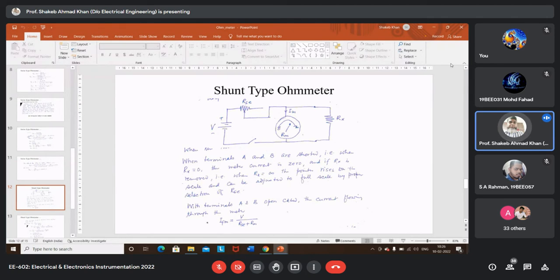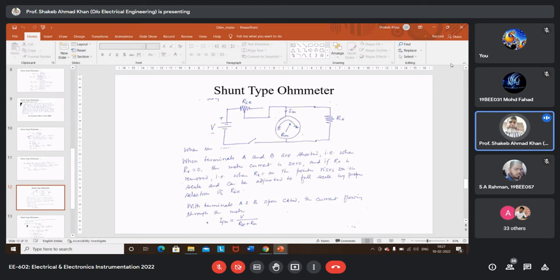These four methods that we have discussed are all used for medium resistance measurement. Now we'll discuss the small, because at the starting I told you that measurement of a very large value and a very small value of resistance, or for that matter any parameter, is always a challenge. Accurate measurement is always a challenge. Every parameter has its own challenges. So small resistance measurement also has its own challenge.